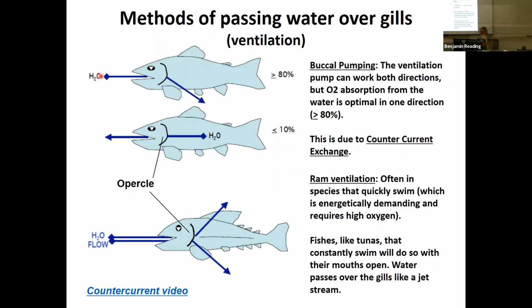If a fish pulls water in its mouth this way and passes it over the gill, it can extract about 80% of the oxygen from that water. However, if it passes water this way, it can only extract about 10% of the oxygen over the gills. And why is that? It's because of a countercurrent multiplier.